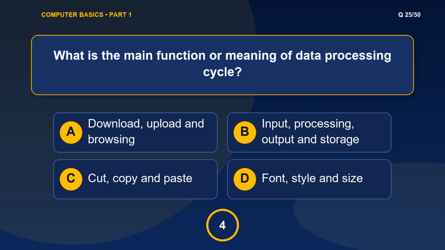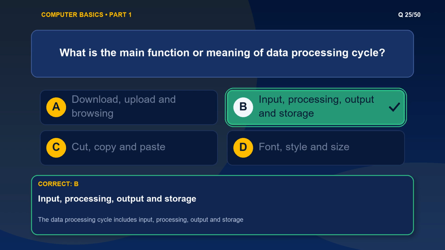What is the main function or meaning of data processing cycle? Option A. Download, upload and browsing. Option B. Input, processing, output and storage. Option C. Cut, copy and paste. Option D. Font, style and size. The data processing cycle includes input, processing, output and storage.